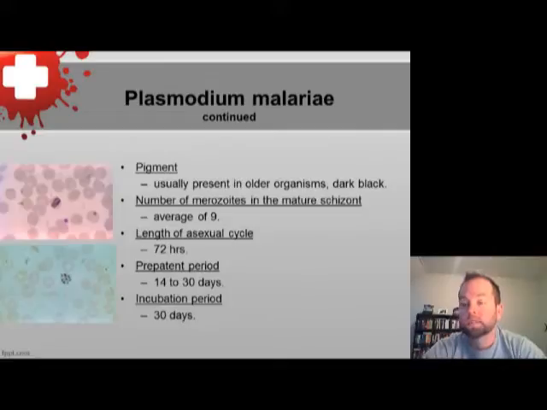The length of the asexual cycle is 72 hours. This is unlike the last 2 species we talked about, so you would have a paroxysm every 4 days instead of every 3 days. Prepatent period is 14 to 30 days, and the incubation period is 30 days, so a longer incubation period.